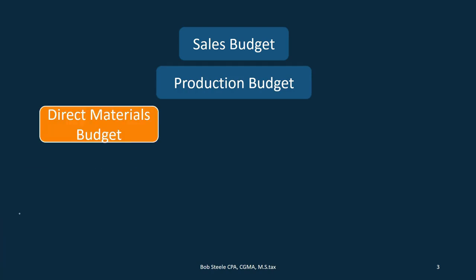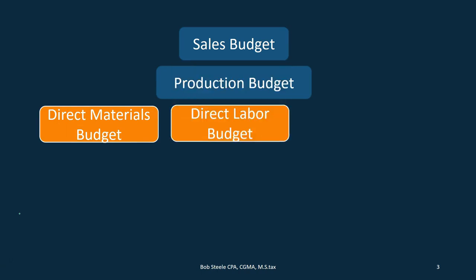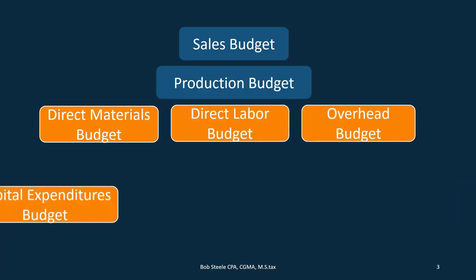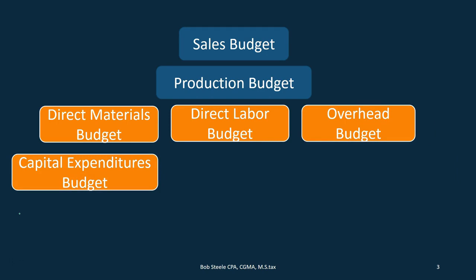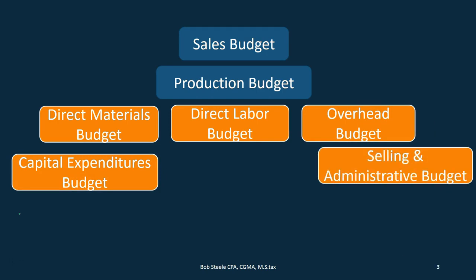Okay, so let's go through the list again, the order in which we need to see the budget. We're going to do the sales budget first. That's going to be the first thing we need to do in order to do the production budget. Once that has been done, then we can take a look at the direct materials budget, the direct labor budget, and the overhead budget, as well as the capital expenditures we may need for that time period, and the selling and administrative budget.